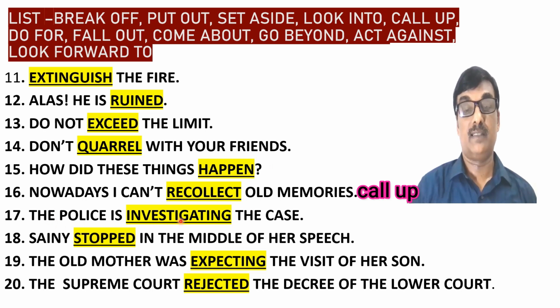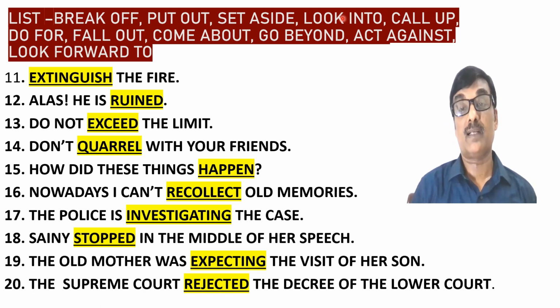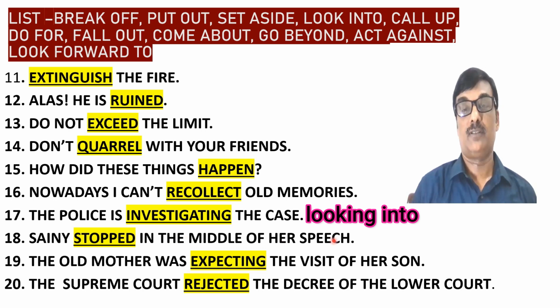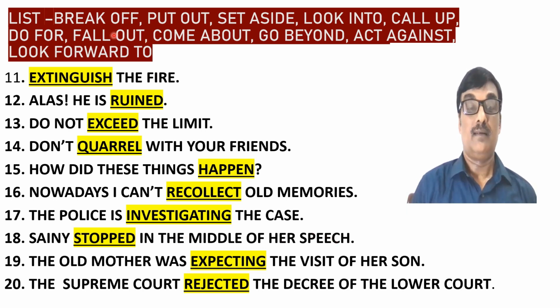Next, the police is investigating the case. Investigating means look into, and here the main verb is an ing word. So the verb of the phrasal verb will also bear the same form, that is looking into. The police is looking into the case. Next, Shiny stopped in the middle of her speech. Break off means stop, but here the main verb is in past tense, so you have to correct the phrasal verb according to the tense of the main verb used in the sentence. Stopped is the past form. So, Shiny broke off in the middle of her speech.